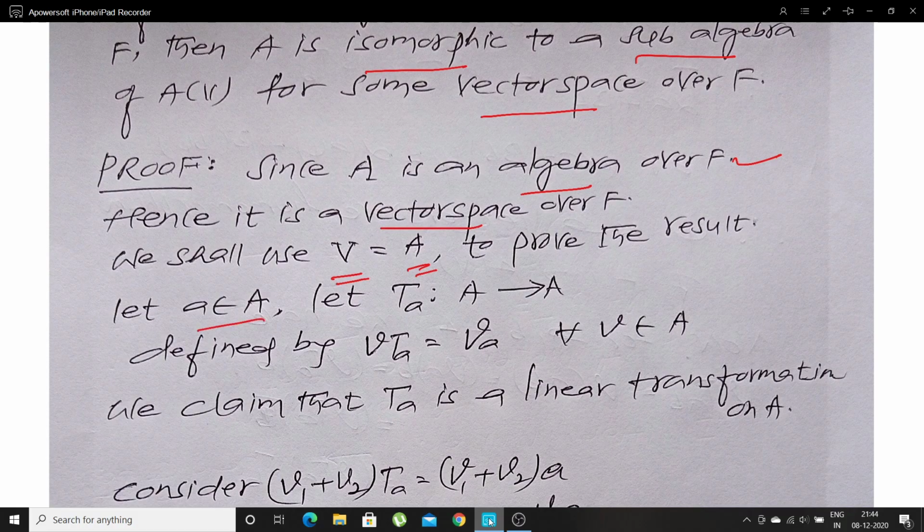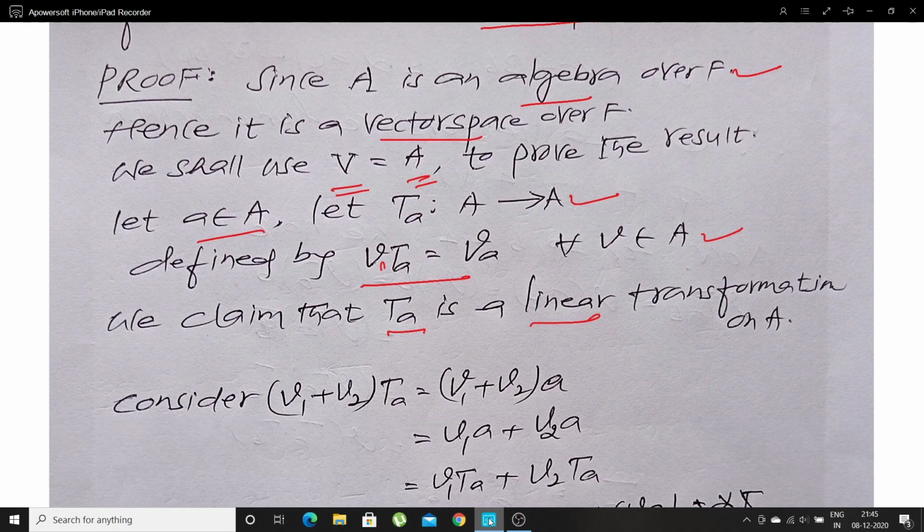Let a belong to A. If a is an element of A, let me take the mapping T, a mapping from algebra A into algebra A. Whenever we have a mapping, the condition is important. Here the condition is what? v dot T_a is equal to v a for all v belonging to the non-empty set A. What do we have to show? We have to show that this mapping is linear. Linear means it preserves the vector addition property as well as scalar multiplication of a vector.